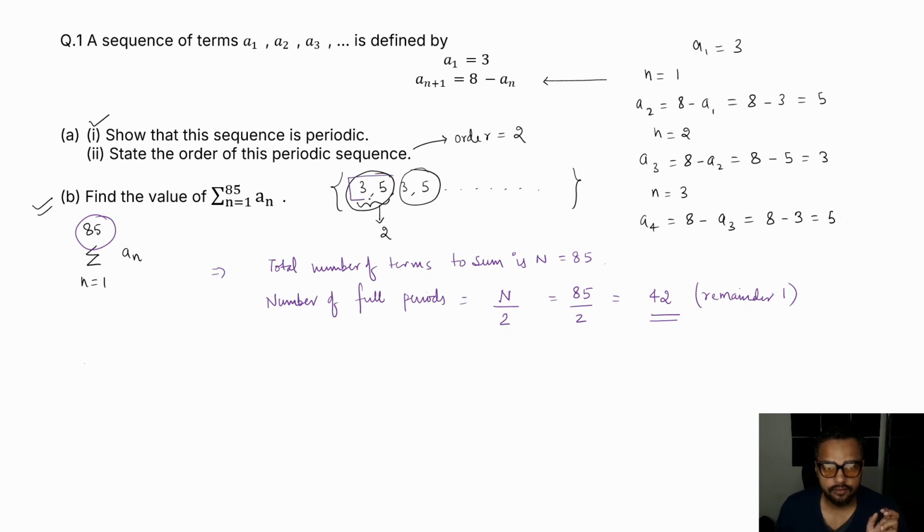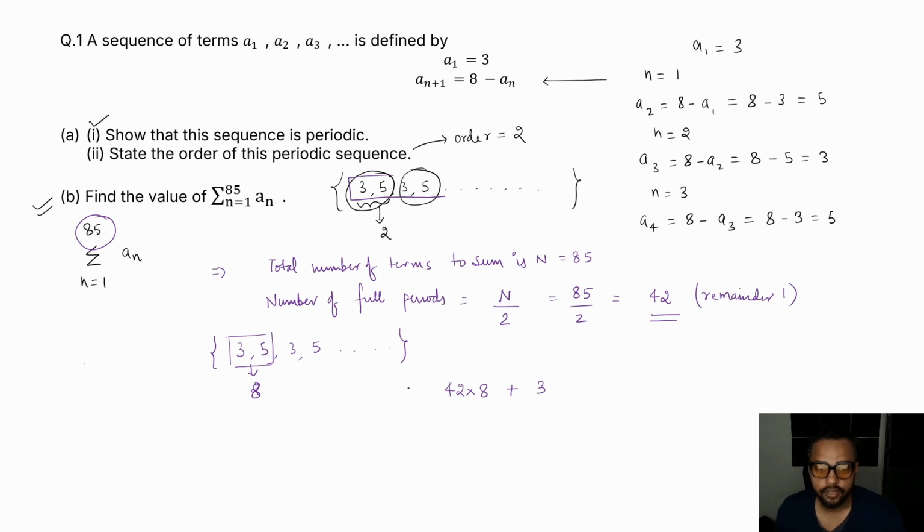Now look at this part, 3, 5, 3, 5. This is how the sequence is moving ahead. We have got the number of full periods as 42. So what is the sum of the first 2 terms, which are getting repeated after every 2 terms? Sorry, that is equal to 8. So what will be the sum here, student? I'll tell you. 42 cross 8 plus the first term, that is 3.